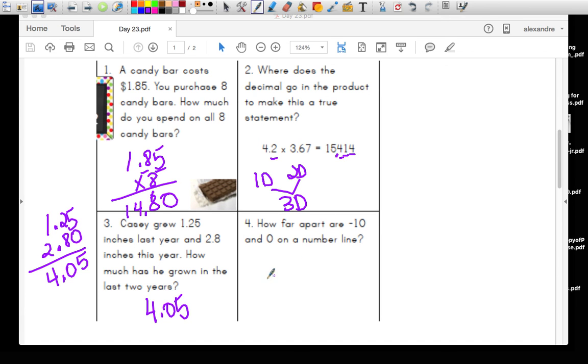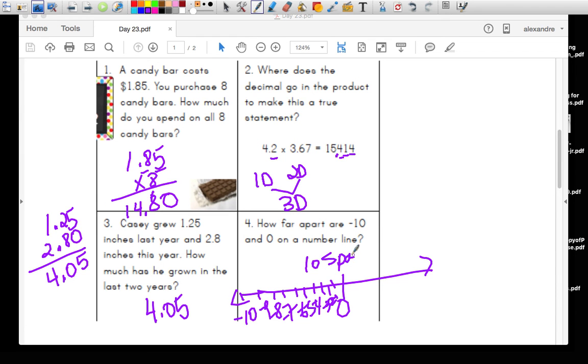How far apart are negative 10 on the number line and 0? So you can draw a number line here. Make that 0. How far apart? Obviously, negative 10, negative 9, negative 8, negative 7, negative 6, negative 5, negative 4, negative 3, negative 2, negative 1, and it's 10 spaces away. It's easy.